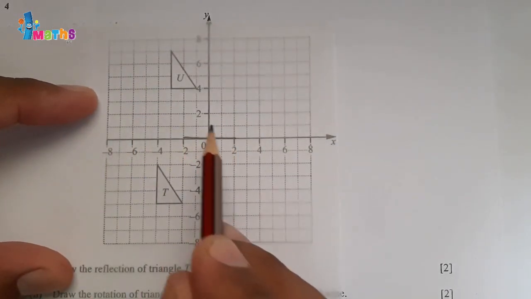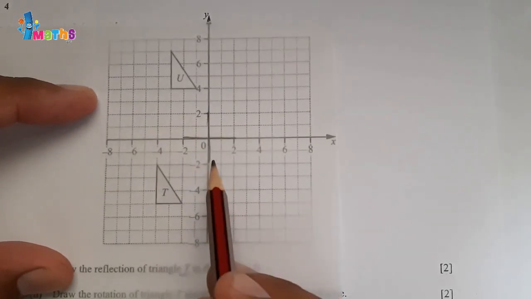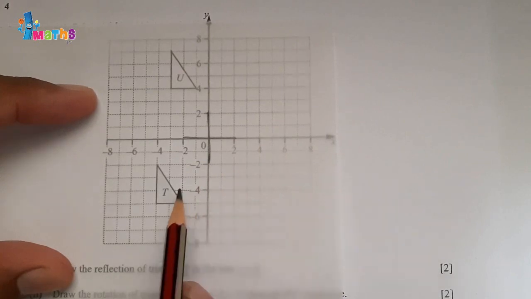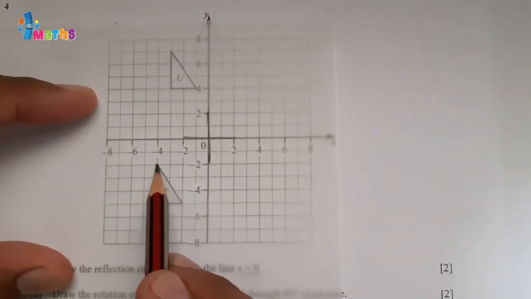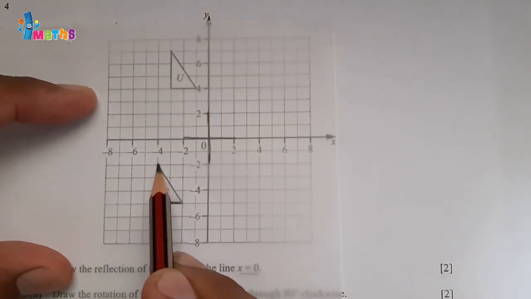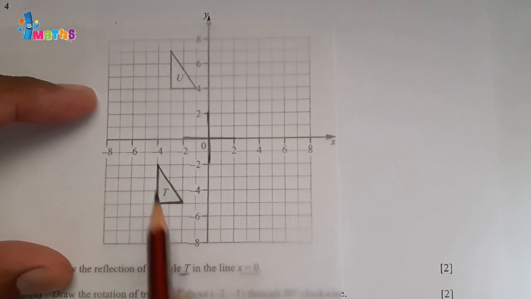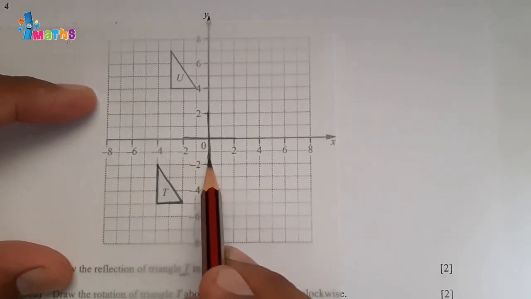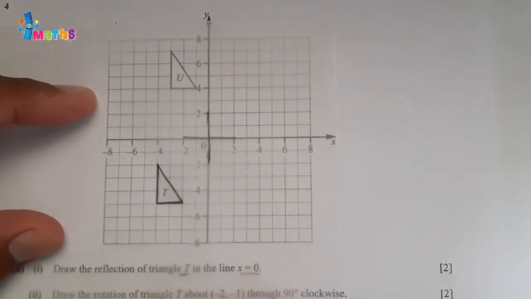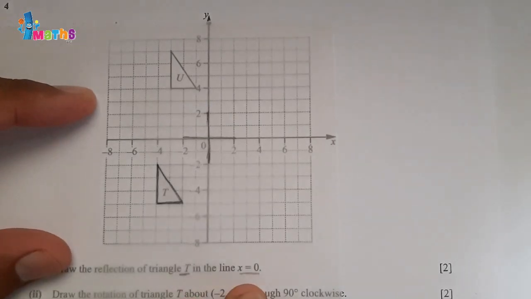So we will mark the coordinate axis. This is our coordinate axis. And this is the triangle T. We'll draw triangle T. After drawing this triangle T, now we have to reflect it. Reflection of T in the line x is equal to 0.